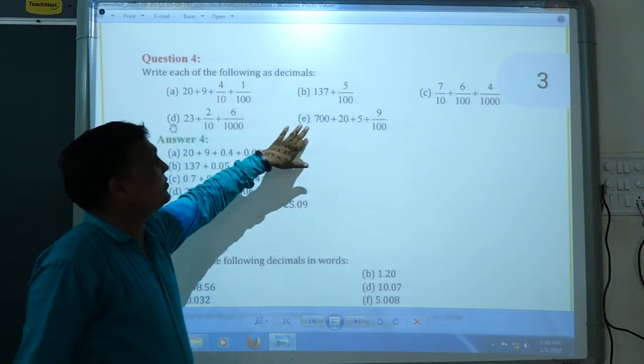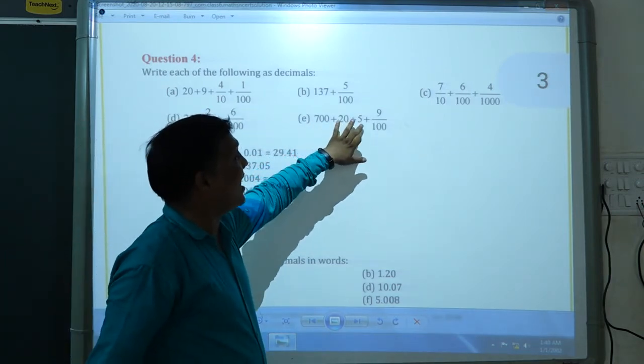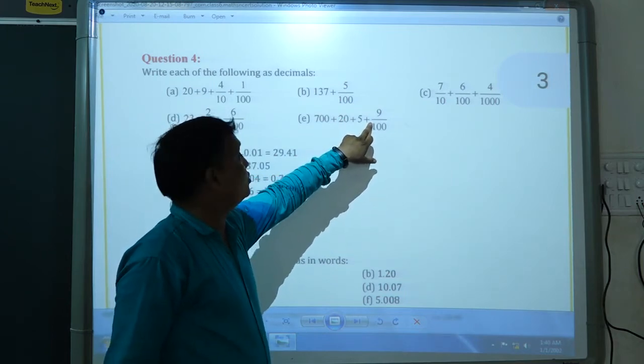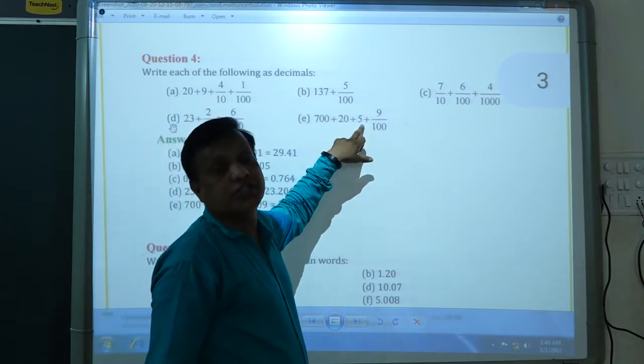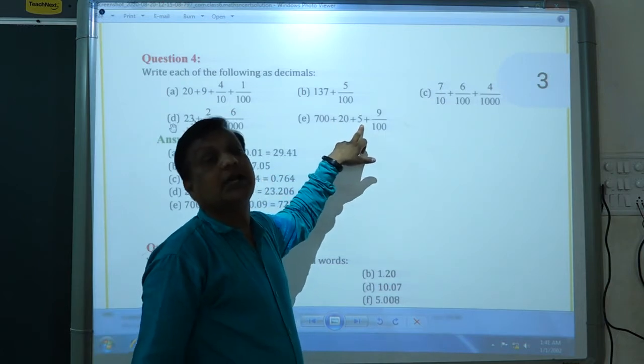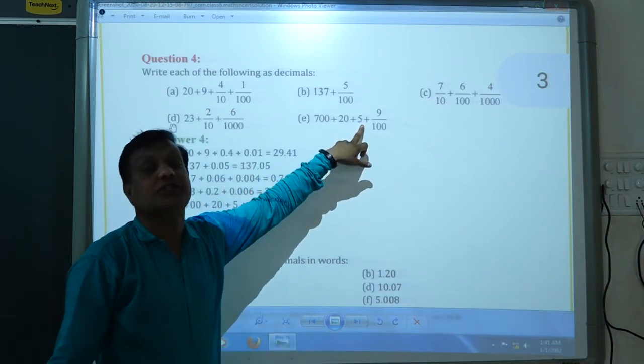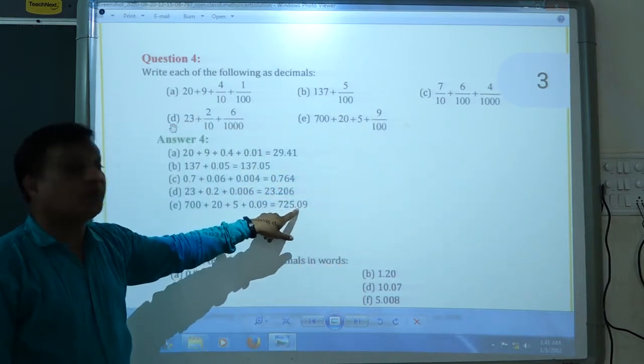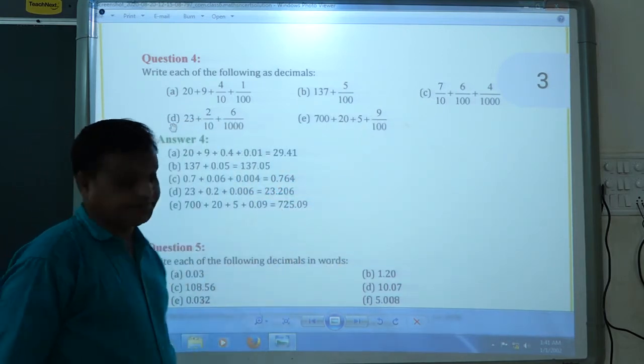23.206. Next number, 725.09. Why 09? Because the tenth position is absent, so in that place you have to put a 0. The hundredth is present, it's 9. So 725.09. Next.